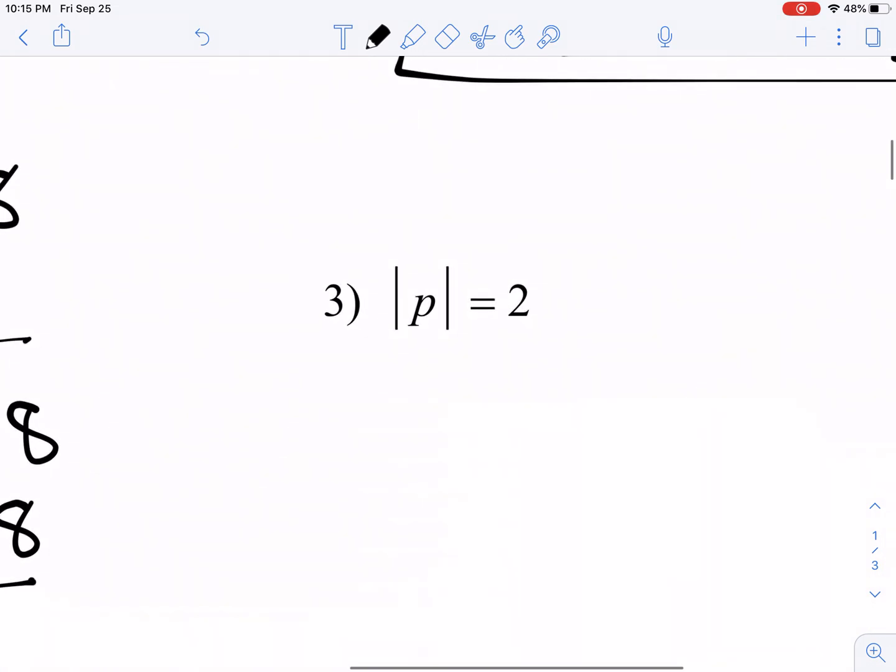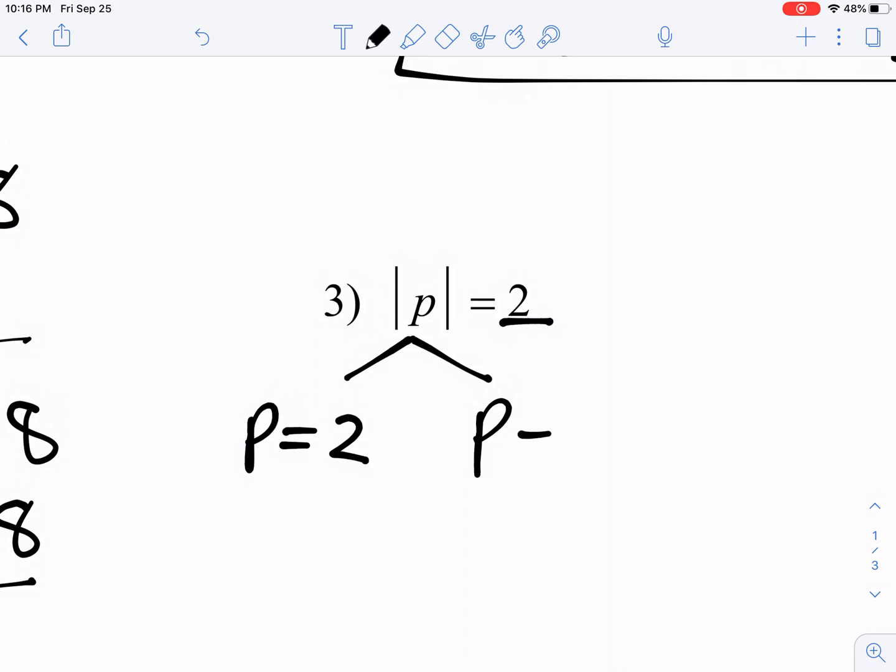What about number 3 here? Well, step number 1, we got to get the absolute value by itself. Is this completely by itself on this side? Yes it is. So we're good there. Skip number 2 for now. Step number 3, we set the inside expression equal to a positive 2, and we also set it equal to a negative 2. Now, step number 4, are there any equations here to solve? No, it's already solved. We don't have to solve anything. P is already by itself, so these are my answers.